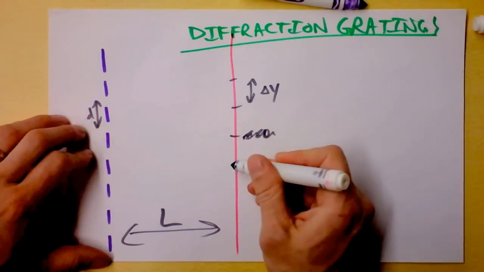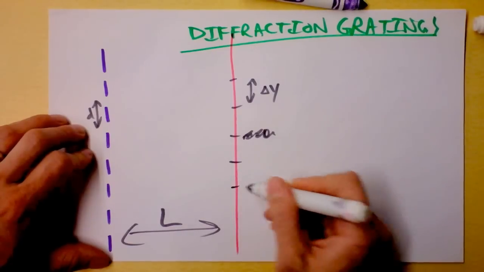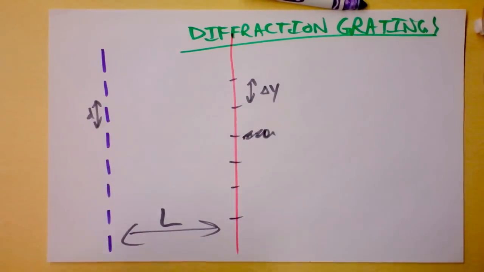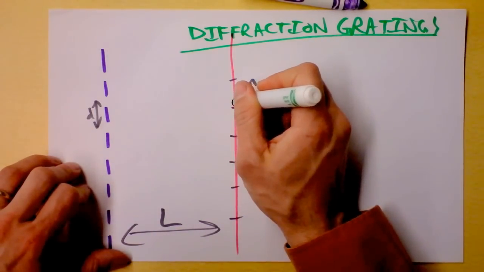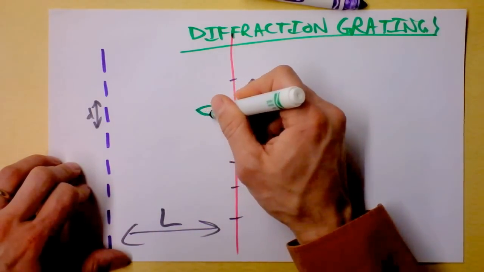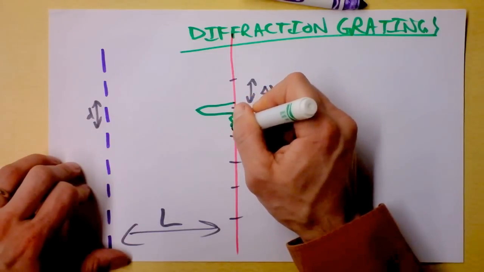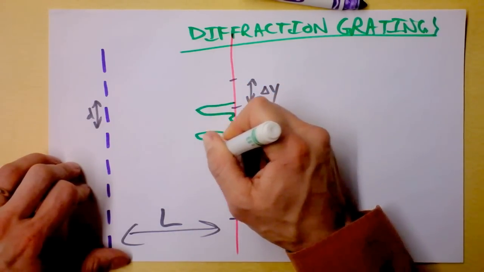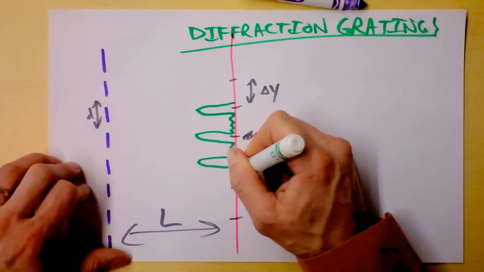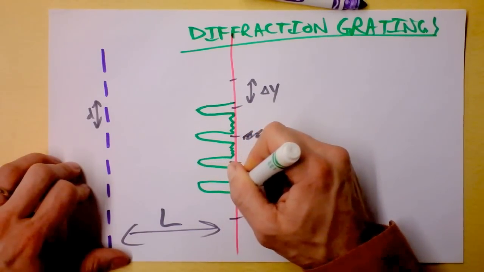But I do want to say that we're going to be getting these peaks, and the peaks are really dramatic. There is a dot here, and then some little warble, and then a dot, and then you get some more warble, and then a dot. So these are called the principal maxima.